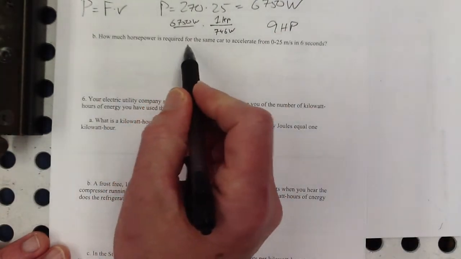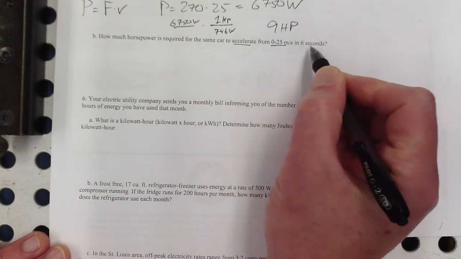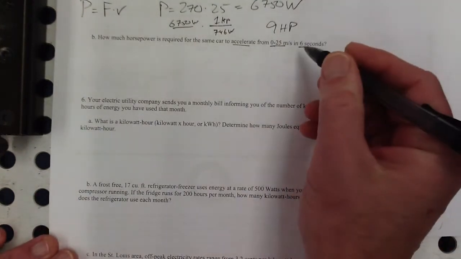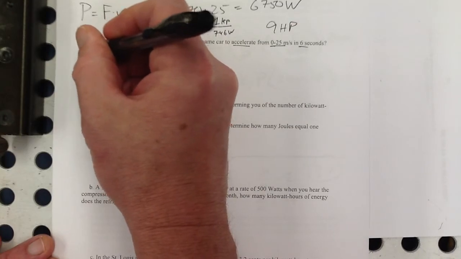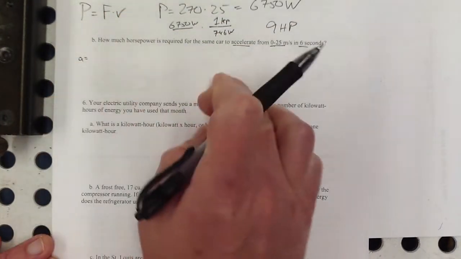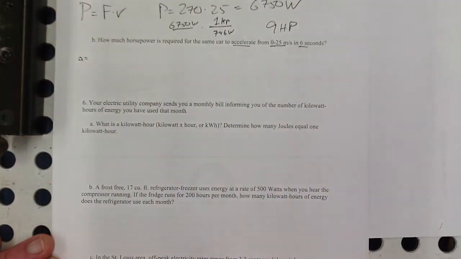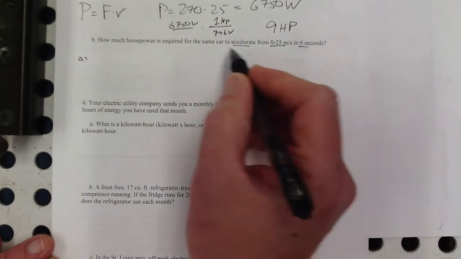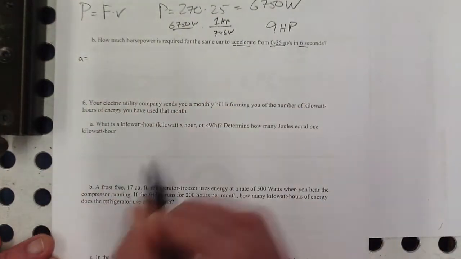How much horsepower is required for the same car to accelerate from 0 to 25 meters per second in 6 seconds? This is a little bit trickier. So I need to find that acceleration first, so that I can do force equals mass times acceleration, and then I can do this again. Or you could do it this way.